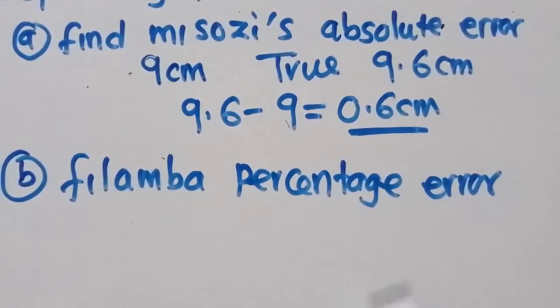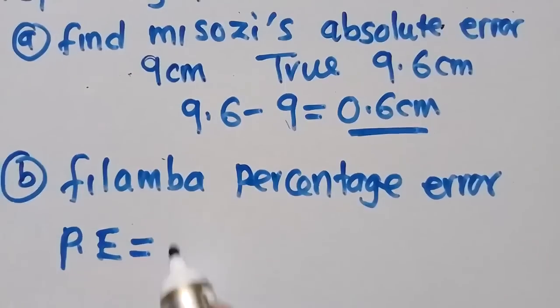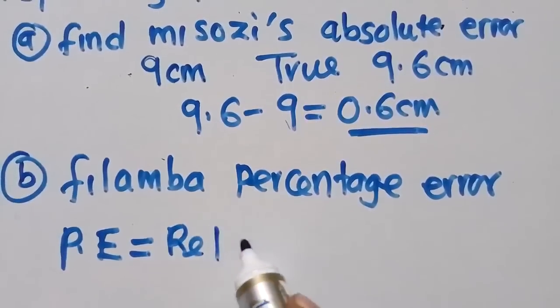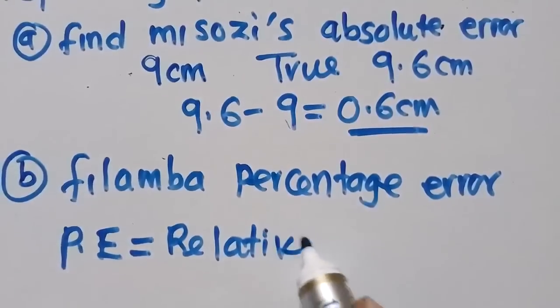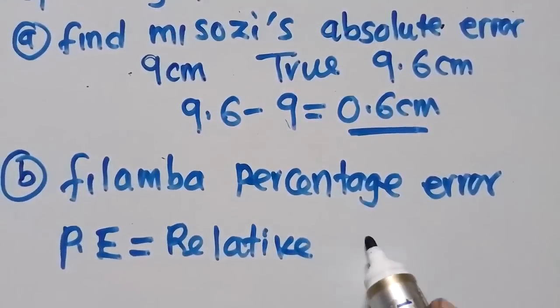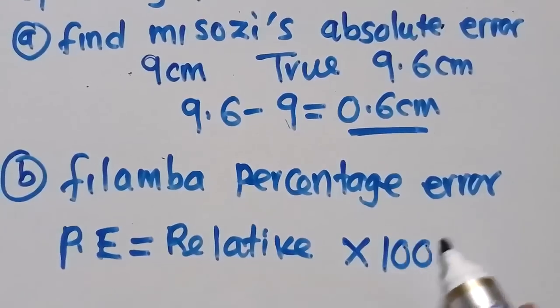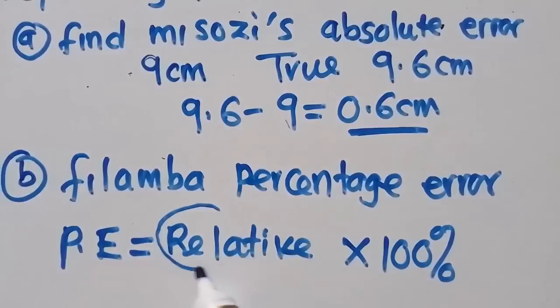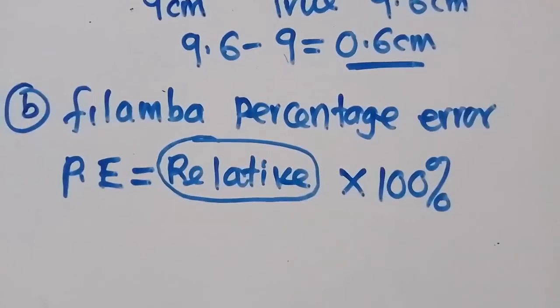So in which way are you going to calculate this one? You know that percentage error is equal to what? Relative error times what? Times 100%. This is the formula. Then under relative, you know that the formula for the relative error is the absolute error over the true measurement.